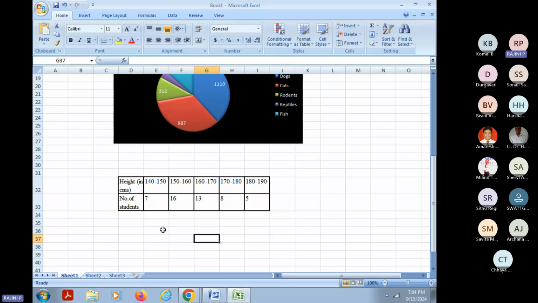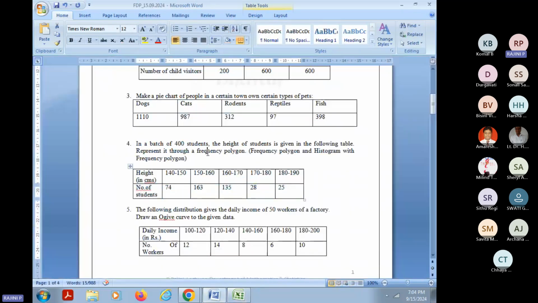Okay. So here, this is the data. Read the question carefully. In a batch of 400 students, the height of students is given in the following table. Represent it through a frequency polygon or histogram. So what is the meaning here? They mentioned that the height of students is given in the following table.